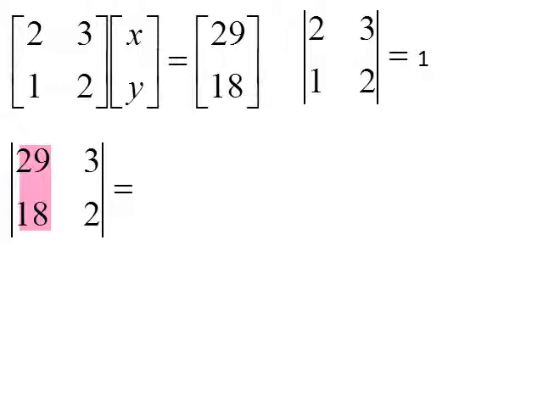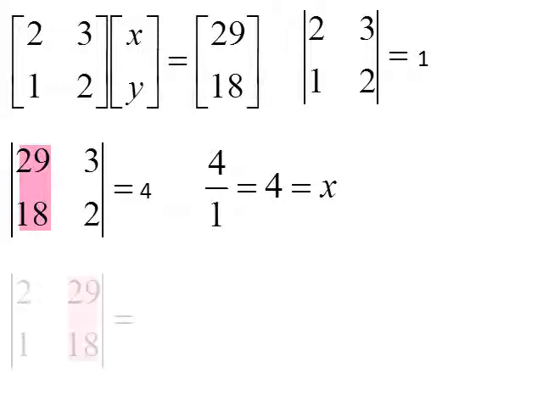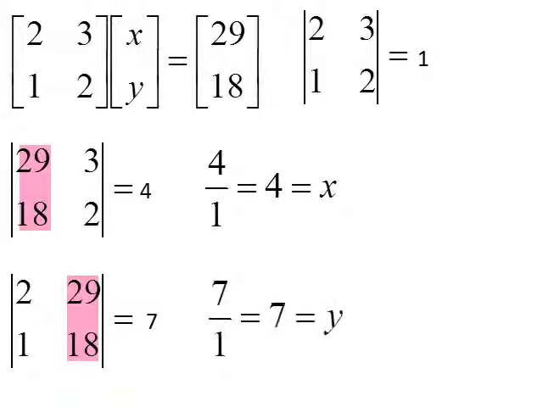I then find the new determinant, which in this case is 4. I found that using a calculator. And I divide that new determinant by the original determinant. So in this case, it's 4 divided by 1, so x is 4. To find y, I repeat the steps, only instead of replacing the x column by the answer matrix, I replace the y column by the answer matrix. I find the determinant of that with a calculator. I get 7. I take that answer divided by the original determinant, so it's 7 divided by 1, so y is 7. The answer to this problem is 4, 7.